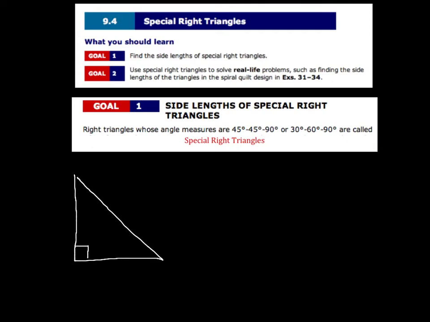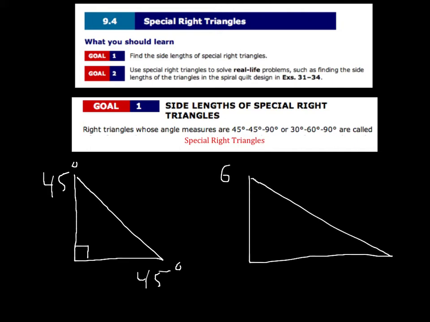So the 45-45-90 is simply the right triangle where both of your acute angles are 45 degrees. And the 30-60-90, then it would make sense that one of the angles is 60 degrees and one of the other acute angles is 30 degrees, and of course we have our right angle given.